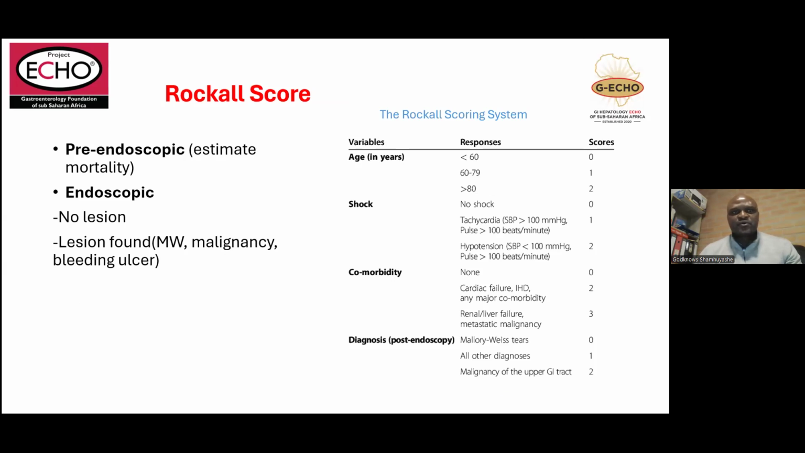The Rockall score, the pre-endoscopic evaluation, just estimates the mortality, of which you'll be having the age of the patient. You need to assess whether your patient is shocked or not, and also the presence of comorbidities, which can be cardiac or renal or liver or any malignancy. Then endoscopically, you might need to check any lesions which are found. It can be no lesion. You can find some lesion depending on your assessment.